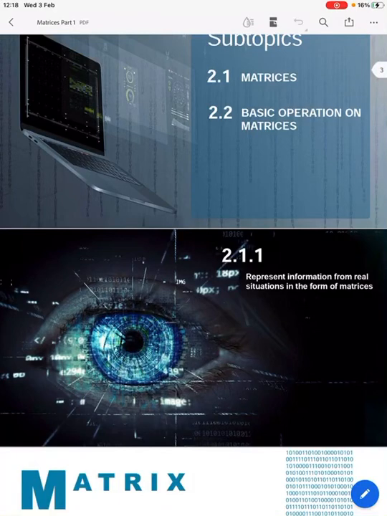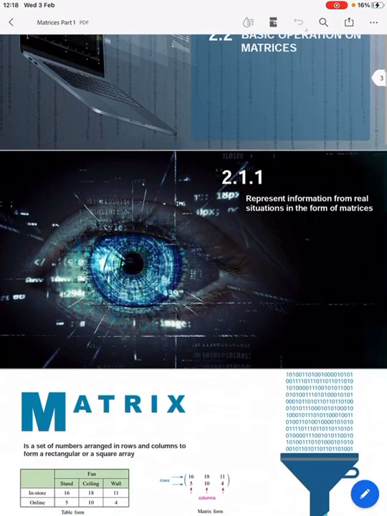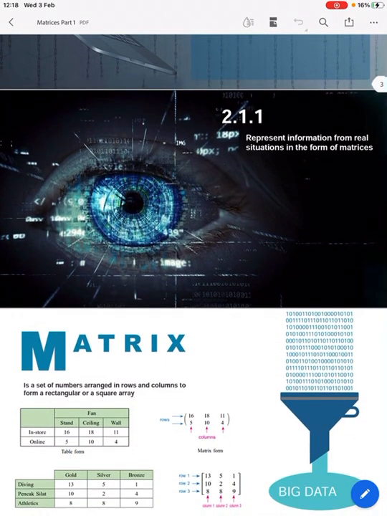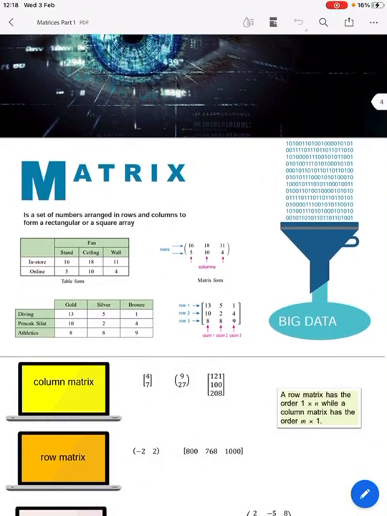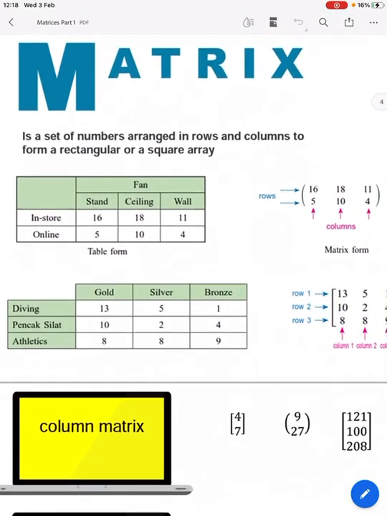is to represent information from real situations in the form of matrices. Okay, so first is the definition. What does it mean by matrix? Matrix, from your textbook, it is a set of numbers arranged in rows and columns to form a rectangular or a square array. Okay, look at here.